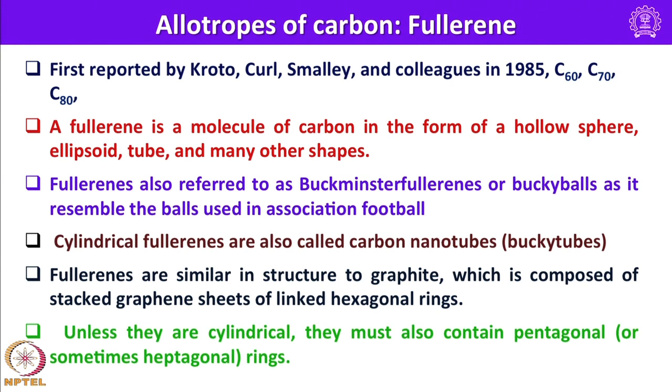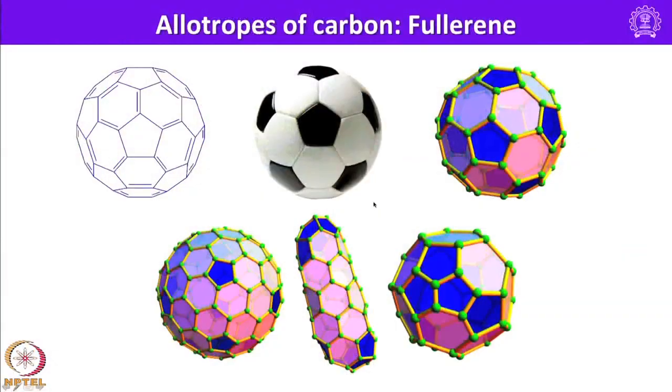Fullerenes are similar in structure to graphite, which is composed of stacked graphene sheets of linked hexagonal rings. Unless they are cylindrical, they must also contain pentagonal or sometimes heptagonal rings as well. You can see here fullerene. It is made up of hexagonal as well as pentagonal rings, and also you can see here it is made up of 6 membered as well as 5 membered rings. So, let us look into one point here.